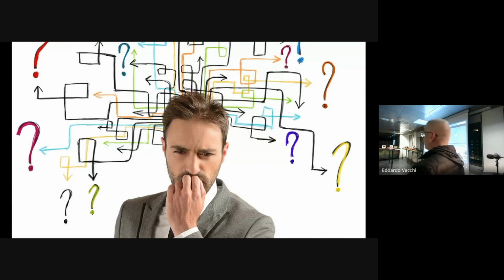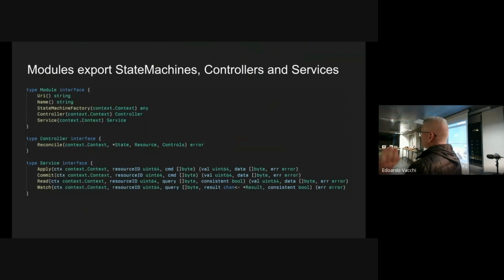I've just put a lot of dots on the board and not necessarily connected them, so it's okay to be confused at this point. This is a lightning talk. I wanted to get through that as quickly as possible to talk about the Wasm part of this. So every resource is an instance of a module, and modules can export state machines, controllers, and services.